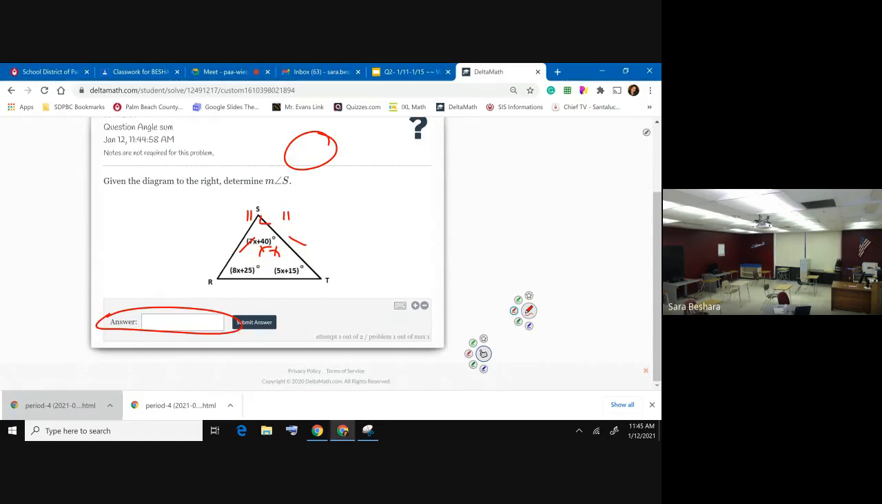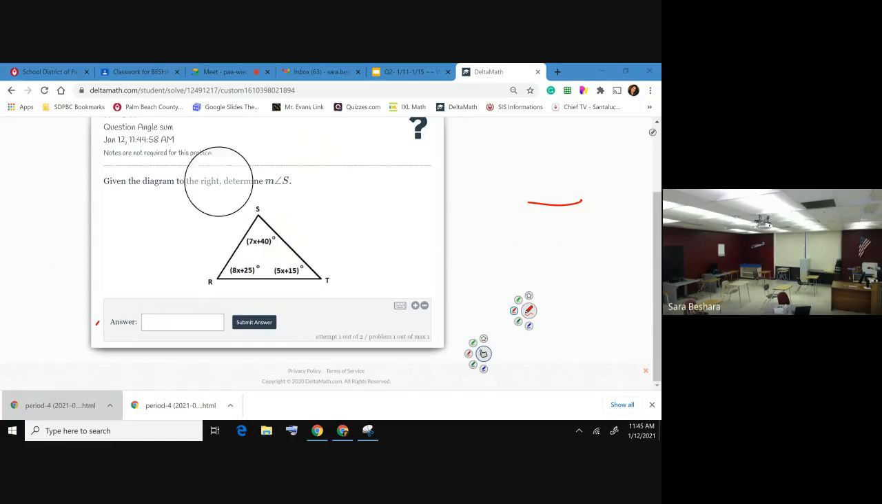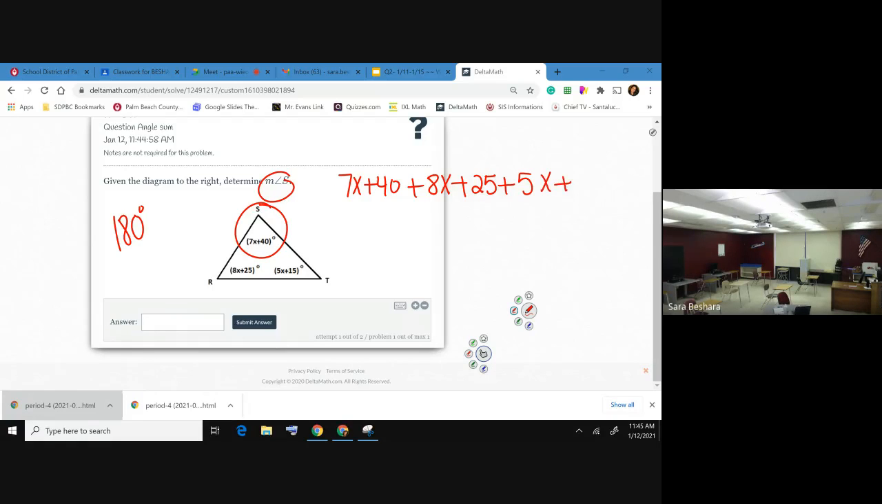And this question right here is asking to determine the measure of S, which is this angle right here. Remember that the sum of all of them is 180 degrees. So you would have to add 7x plus 40 plus 8x plus 25 plus 5x plus 15 equal to 180 degrees. Combine terms. So 7 plus 8 is 15, plus 5 is 20x.